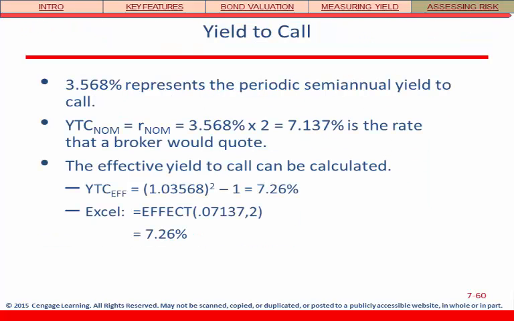All right, so once again, as it explains here, to get the annual yield to call, you're going to have to multiply this 3.568% times 2. That gives you 7.137%, and so that would be the rate that a broker would quote. You could also use the equation right there below to change that into the effective yield to call, because of the compounding that's going on during that 1 year for 2 periods. Once again, you don't have to do this for this exam. I just wanted to expose you to a problem about yield to call. The only types of questions I'm going to ask are some basic definitional or conceptual questions.